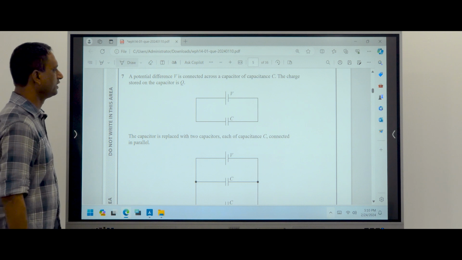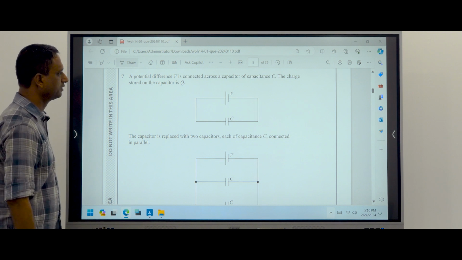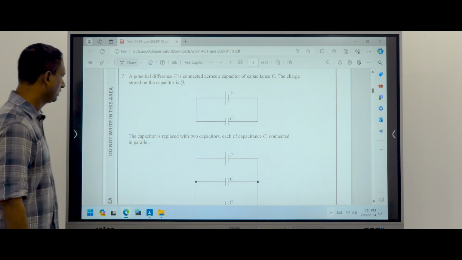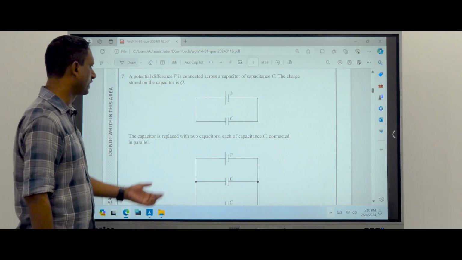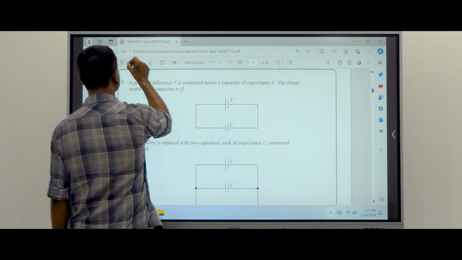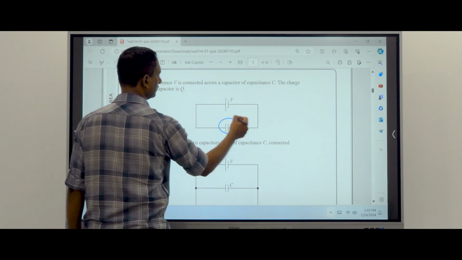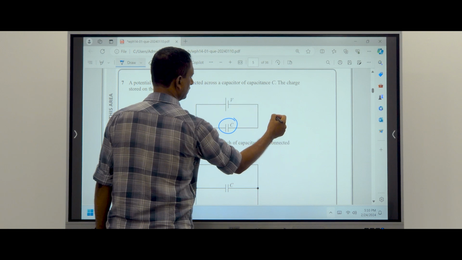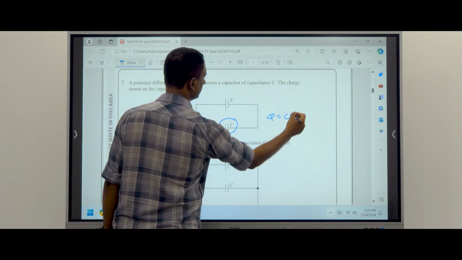Potential difference V is connected across a capacitor of capacitance C. Charge stored on the capacitor is Q. The capacitor is replaced with 2 capacitors. Then what is the charge here? Q equals CV.